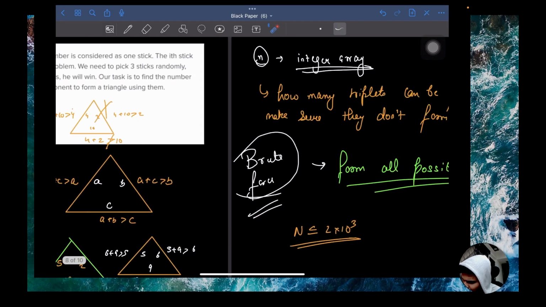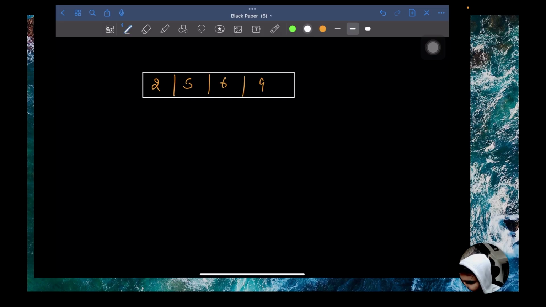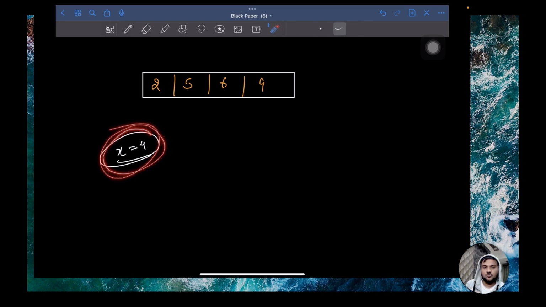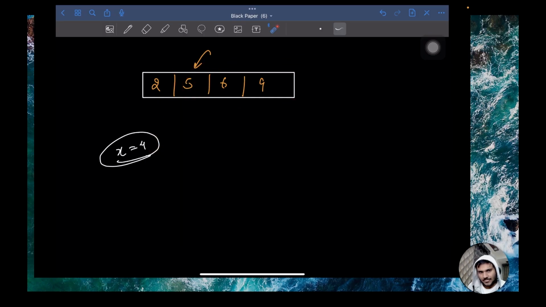For example, if you see 5296, if I sort 5296, you will get 2569. If I say that x is equal to 7, or let's take an even smaller value, x is equal to 4, and I want to find the first value greater than 4, the first value greater than 4 is going to be this 5. Now everything to the right of 5 is also going to be greater than 4. Can I say that? Right.